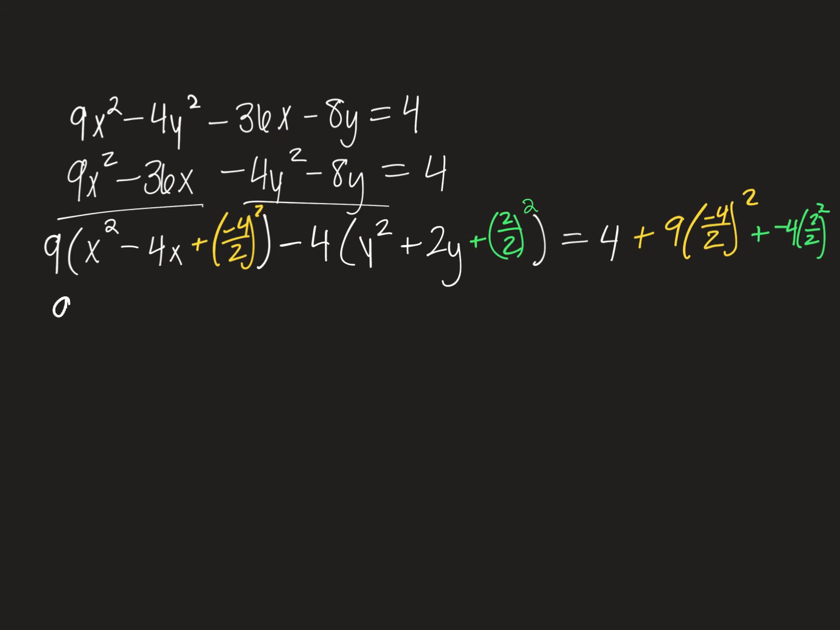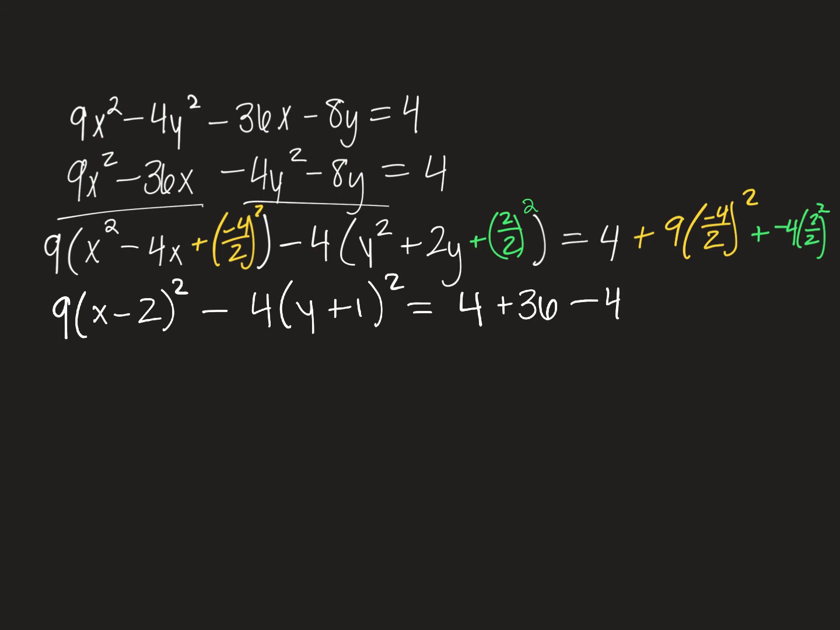So here I have 9 times x minus 2 squared. Then I have the 4 and y plus 1 squared. And then 4 over 2 is 2 squared is 4 times 9 is 36. And then minus 4. So it's just going to be 36.